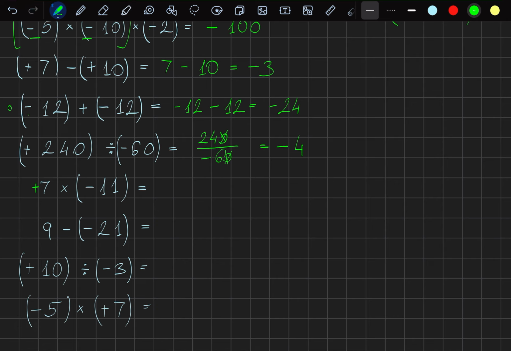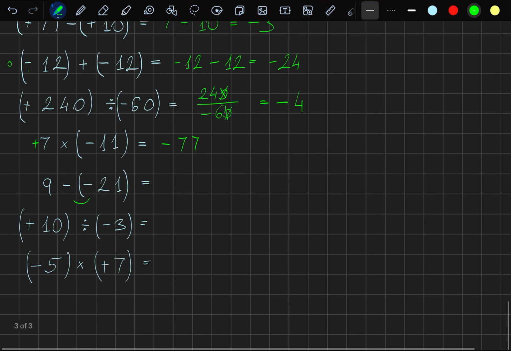Plus 7 times minus 11: plus times minus is minus, 7 times 11 is 77, so minus 77. Next, 9 take away minus 21, so 9 minus minus 21, it will be plus 21, it will be 30.